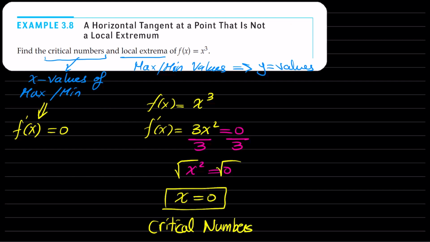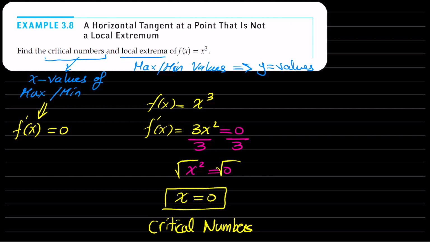Now we have doubts if this is a local maximum or local minimum. Later on in the second lesson, on how to test increasing and decreasing, we will test it. But now in this lesson, we have no idea how to check that.